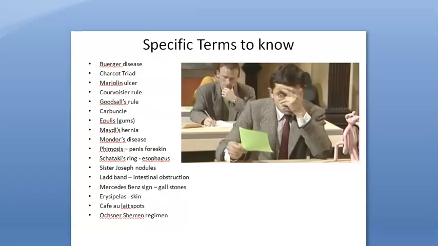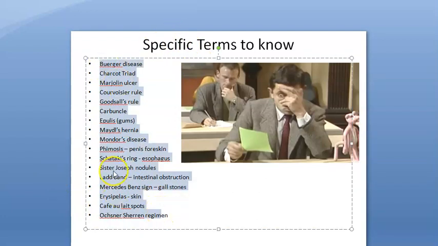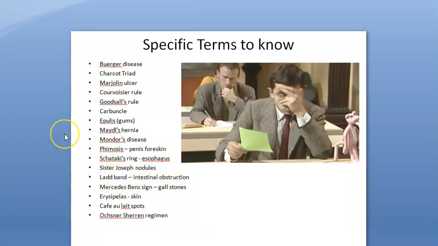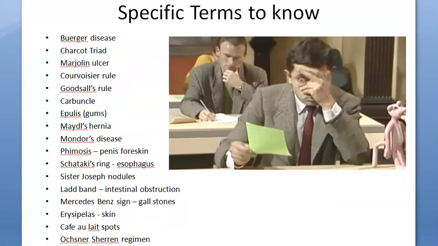People, just look at this list, okay? In this list, you will not get a clue whether it is from intestine or from stomach or from thyroid or what. So, these are some things that you should know. Where do you get Sister Joseph nodules? Where do you get Ladd band? So, this you should know. These questions don't give you a clue as to which organ it is from. So, better to know these terms, okay?